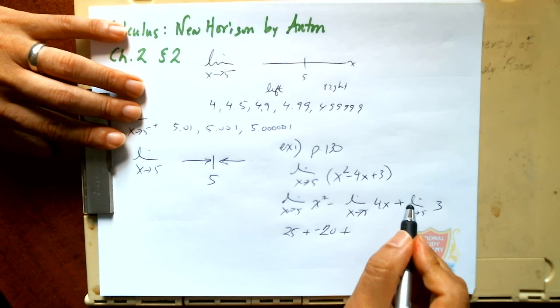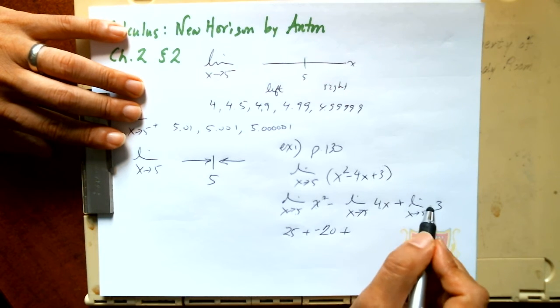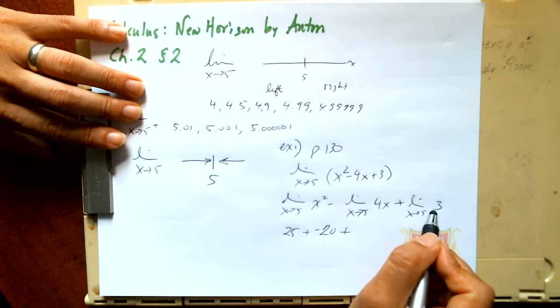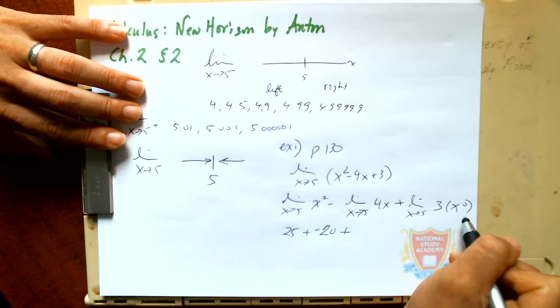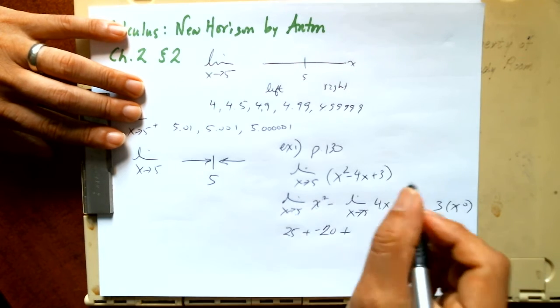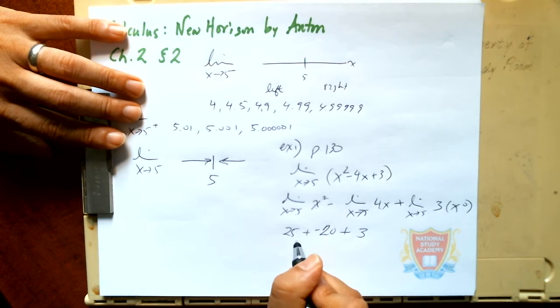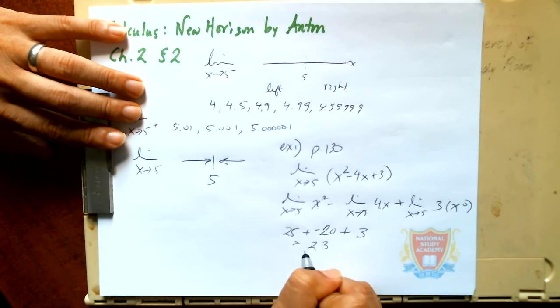And then the limit as x approaches 5 of a constant is that constant. No matter what x approaches, there's no x right there. If you're not sure, you can just write x to the 0 next to it. x to the 0 is 1, and 5 to the 0 is 1 still. So it approaches plus 3. Adding this up, you end up with 23. That's your answer.